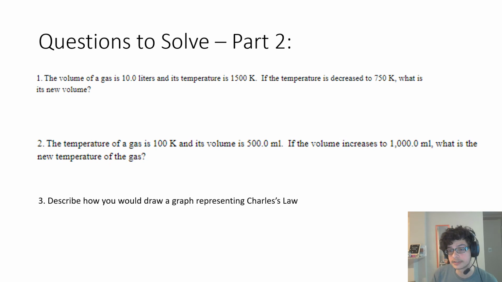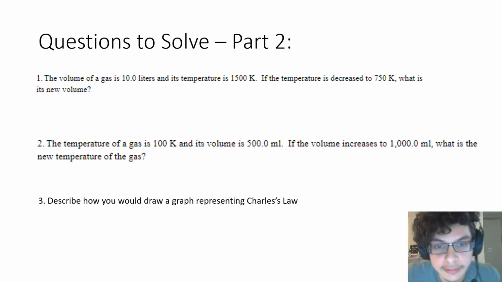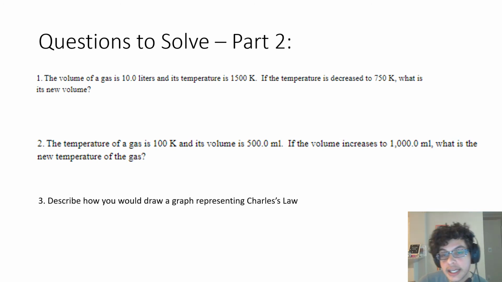Okay, and these are the questions I want you to solve. So take a moment, make sure you solve them, and then I will continue the video in order to give you the answers. So the volume of a gas is 10 liters and the temperature is 1500 Kelvin. If the temperature is decreased to 750 Kelvin, what is its new volume?